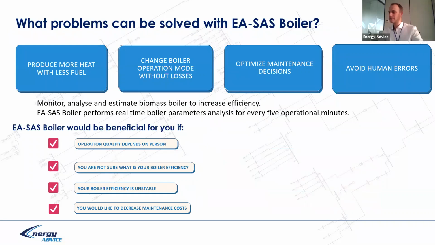So what problems can be solved with the EA-SAS Boiler solution? You can produce more heat with less fuel, change boiler operation mode without losses, optimize maintenance costs and decisions, and avoid human errors.